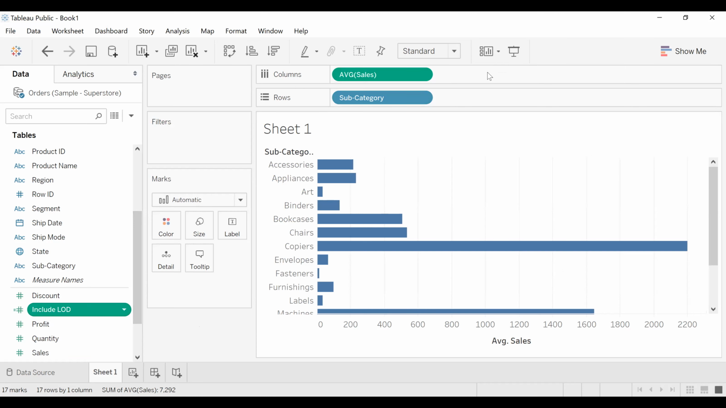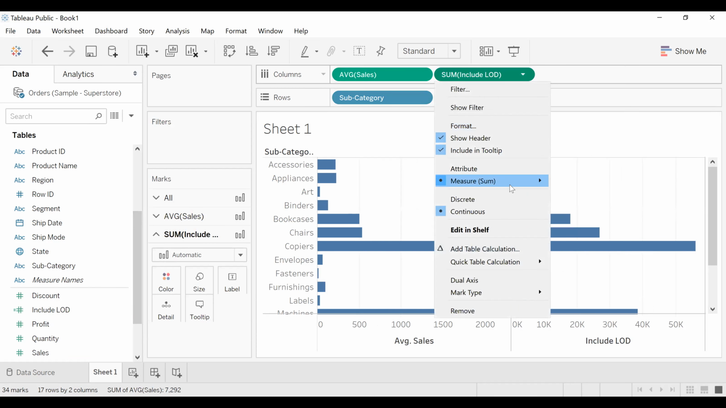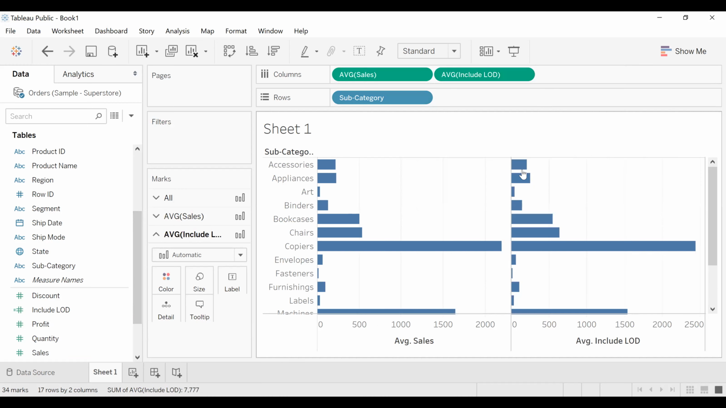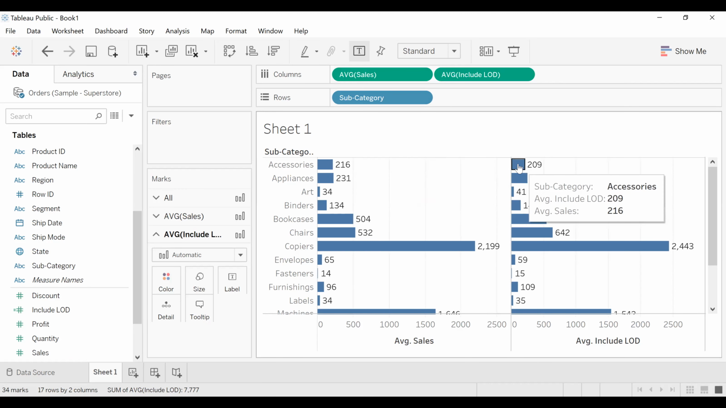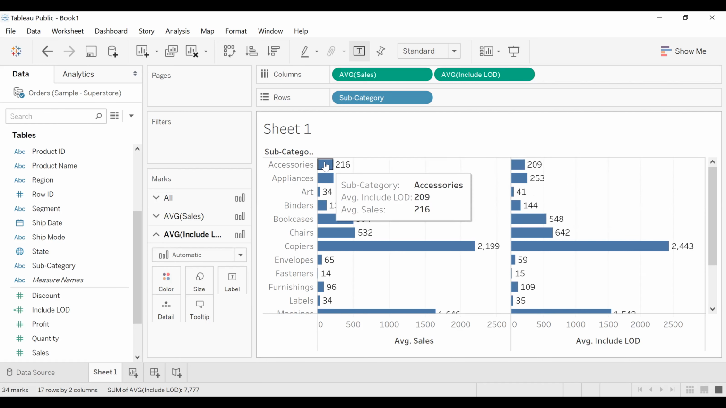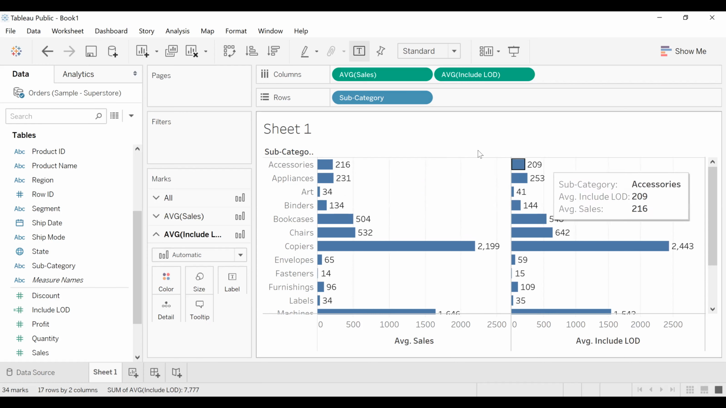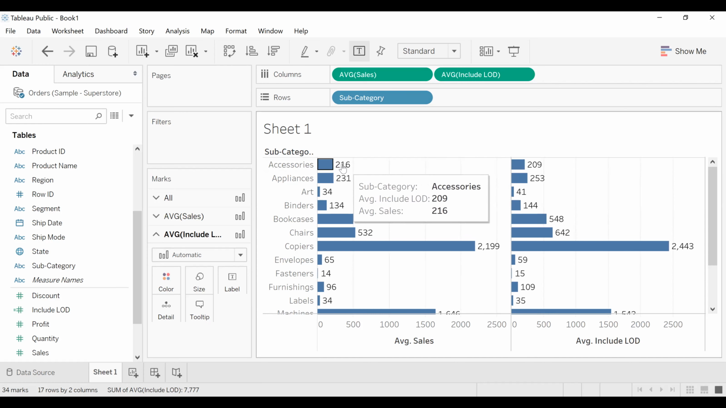Let me bring this column here and apply the aggregation rule as average. You will see it is showing 209. If we click on this, it will enable the merge. So this is showing 216, and it is showing 209. This is bringing state also into the picture and then doing the average, and this other one is happening only at the subcategory level.